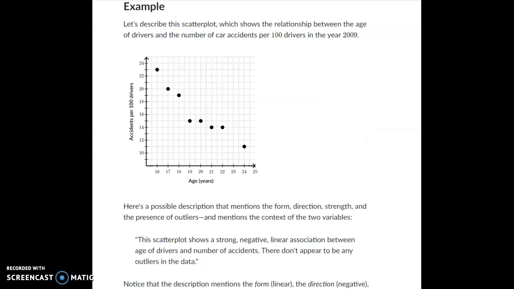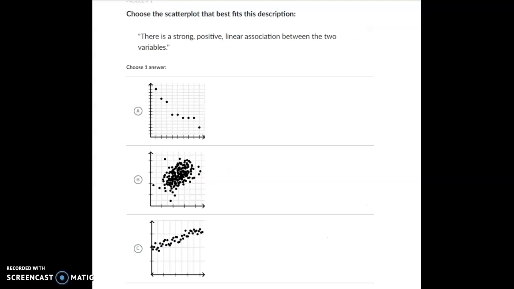So let's describe this scatter plot, which shows the relationship between the age of drivers and the number of car accidents. As I said, in this particular case, it's a negative correlation. The dots fall pretty much on a line, so it's a strong negative correlation. And it's clearly linear. It doesn't show a curve or anything else that would suggest it's nonlinear. So this scatter plot shows a strong negative linear association between the age of drivers and the number of accidents. Notice that this description also puts it into context because we are looking at the age and the number of accidents. So let's look at another example.